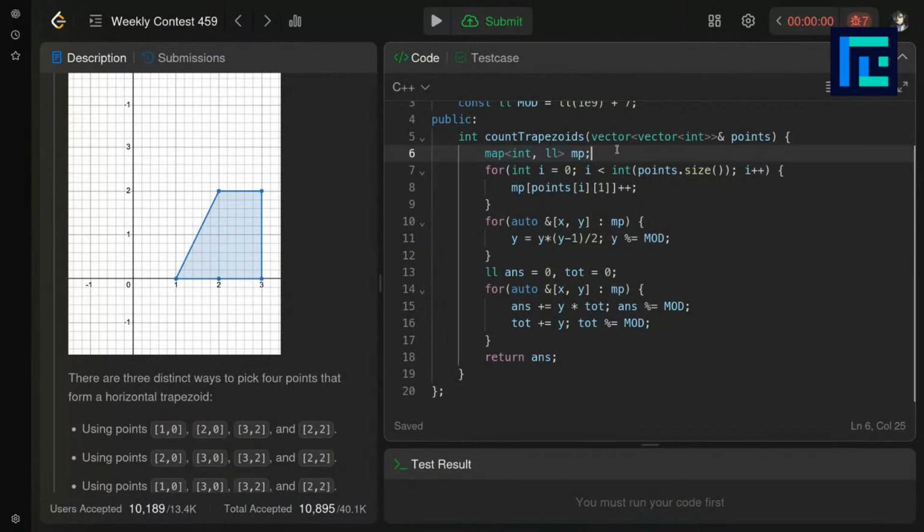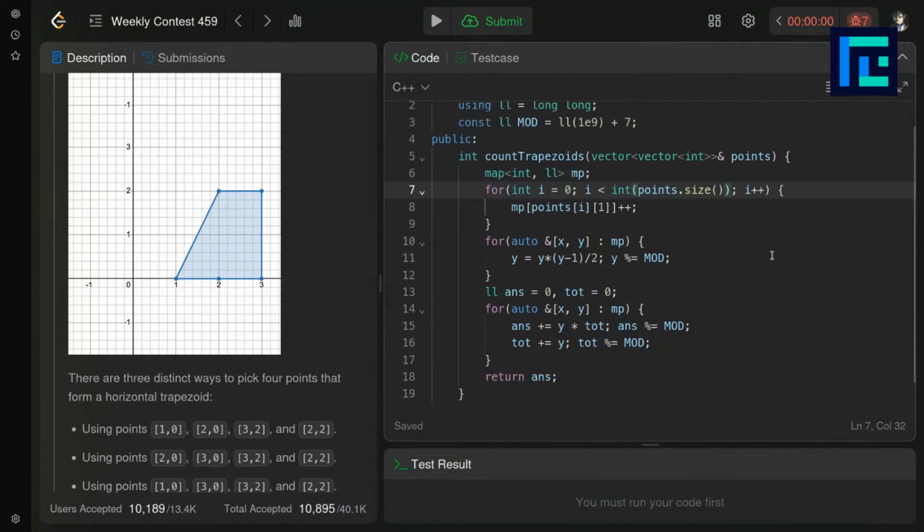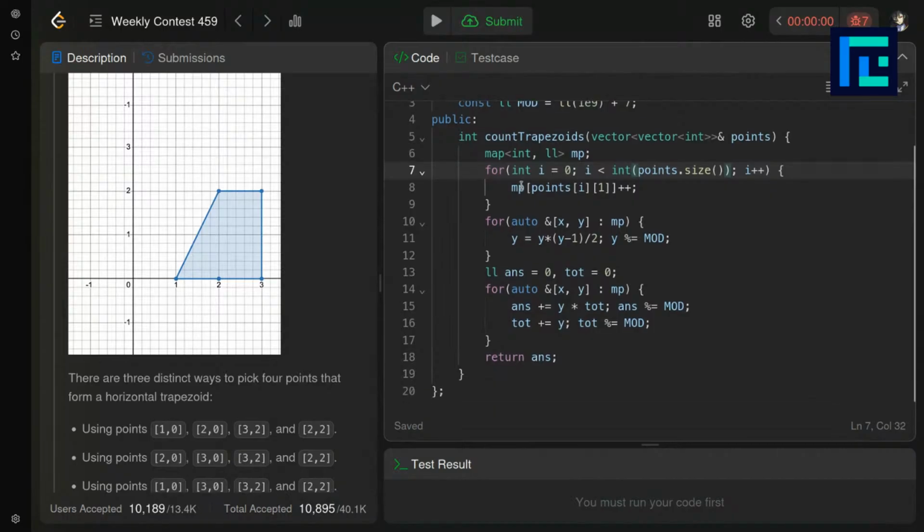Let's have a look at the code. So I have a map from int to long long. Why did I keep long long? Simply because I don't want overflows. For each point, points[i][1] means the y coordinate, so I increase the count of that. There is some x coordinate at this y coordinate, so I increase that count in this map. Now for each value in the map, instead of having the number of points, I'm trying to have the number of lines, that is y times (y minus 1) divided by 2. And here I'm taking modulo just to keep it within the limits.